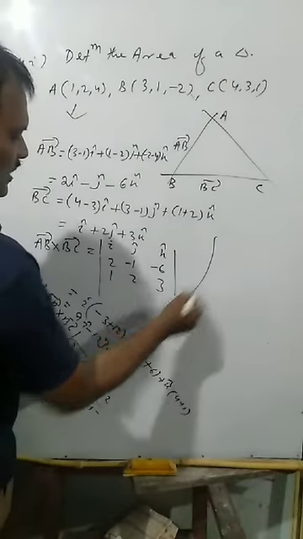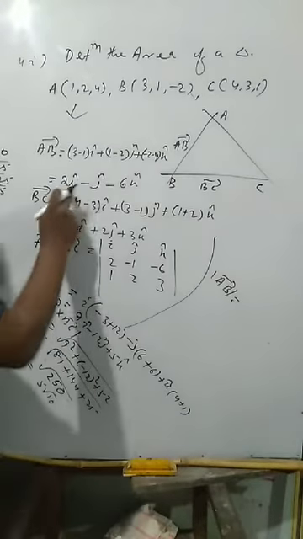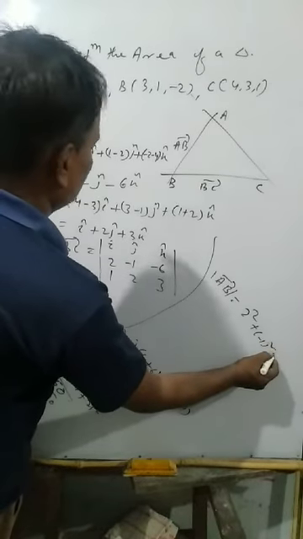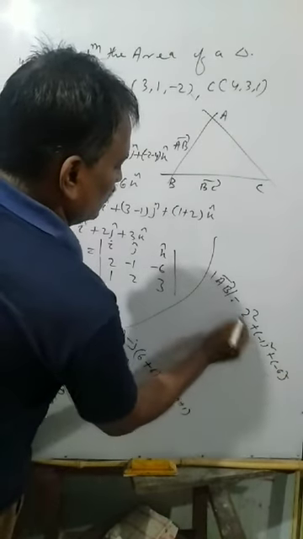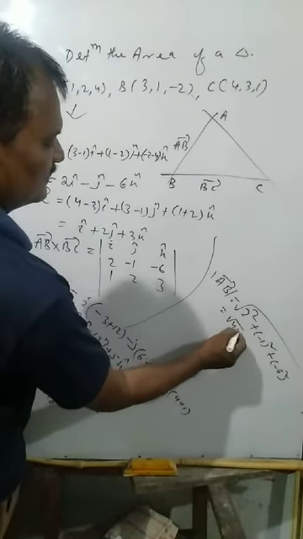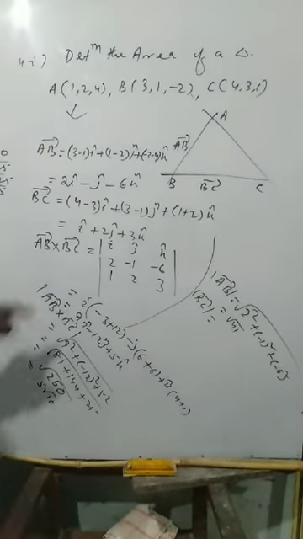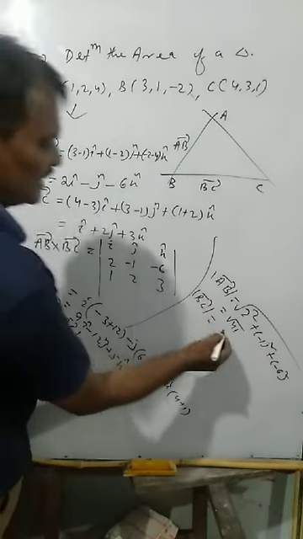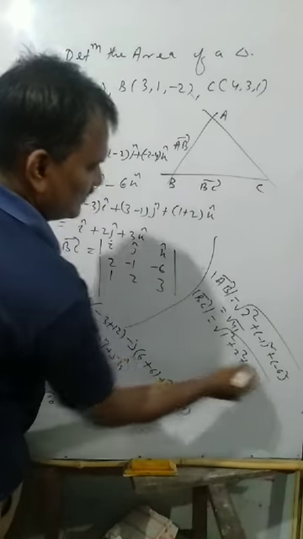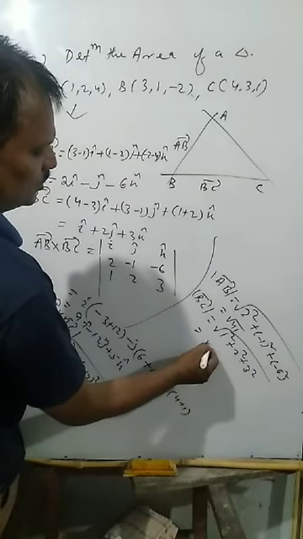Now you find the AB magnitude. The AB vector equals this one, the magnitude equals root of 2 square plus minus 1 square plus minus 6 square, which is 36 plus 4 plus 1, root 41. And the BC magnitude, where 1, 2, 3 are there: root of 1 square plus 2 square plus 3 square, which is 1 plus 4 plus 9, so root 14.